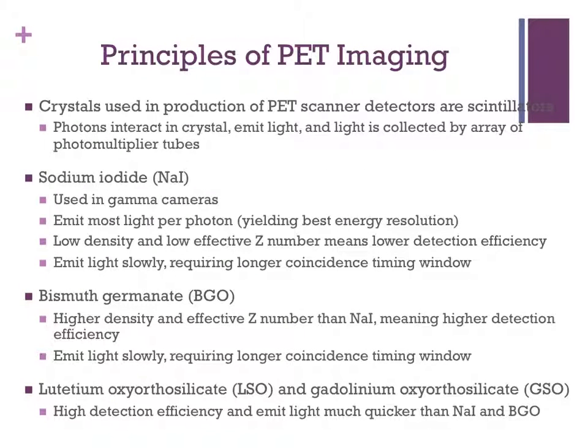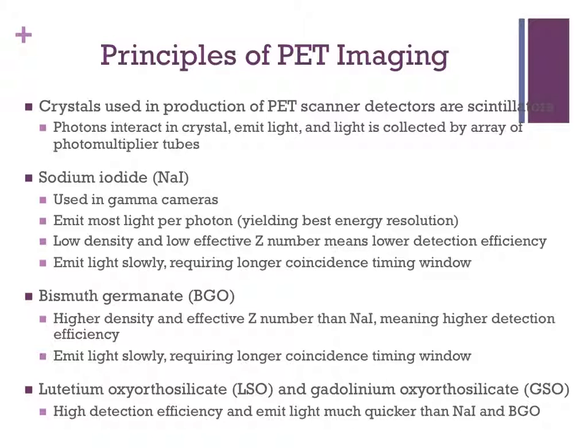The crystals used in the production of PET scanner detectors are scintillators. Photons interact in the crystal, resulting in the emission of light, which is collected by an array of photomultiplier tubes. Sodium iodide is used in gamma cameras, and it emits the most light per photon, yielding the best energy resolution. But the lower density and the lower effective Z number, or the average atomic number, leads to lower detection efficiency. This means that a smaller fraction of photons strike the detector and are detected.